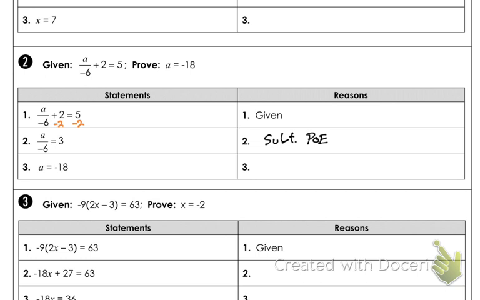Hey guys, how is this -6 attached to this A right now? What's the sign between them? Division. What's the opposite of division? So what do I think I have to do to get the next step? I need to multiply both sides by 6. It's a multiplication property of equality.